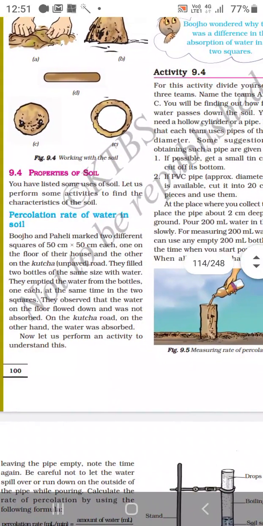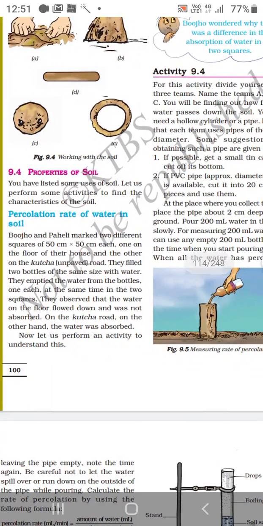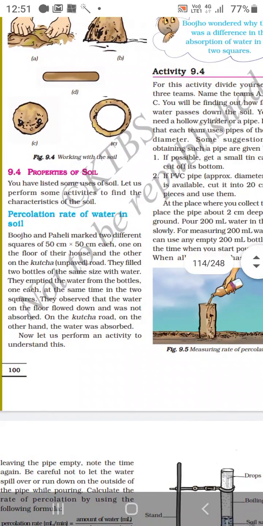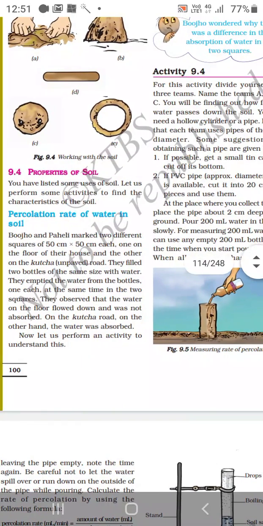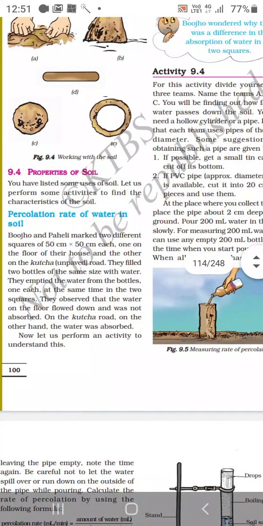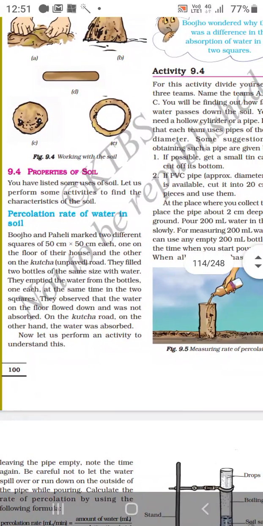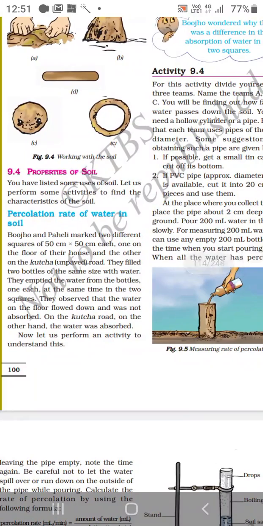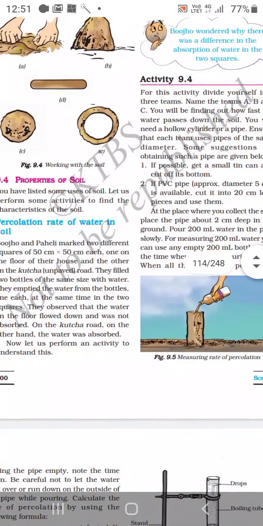Okay. So we will do this experiment. Bujo and Paheli mark two squares, 50 centimeter by 50 centimeter, one on the floor of their house and the other on the unpaved road. They fill two bottles with the same amount of water and pour it at the same time on the two squares. They observed that the water on the floor flowed down, while on the Kacha road the water was absorbed. This shows that water gets percolated in soil.